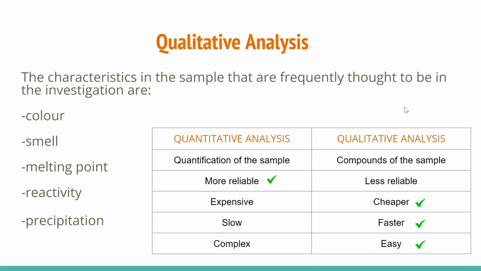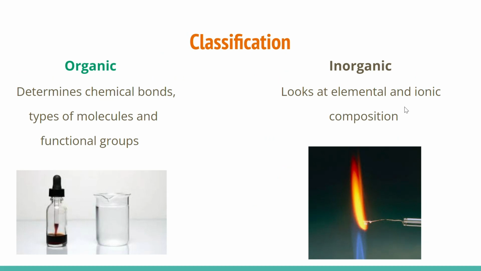The characteristics in the sample that are frequently investigated are the color, smell, melting point, reactivity, the precipitation, and so forth. We can classify the qualitative analysis into the organic one, that determines the chemical bonds, type of molecule, and functional groups, and we normally use the iodine test. And then we have the inorganic one, that normally looks at the elemental and ionic composition, usually by examination of ions in aqueous solution. Normally we use the flame test that we're going to explain later.